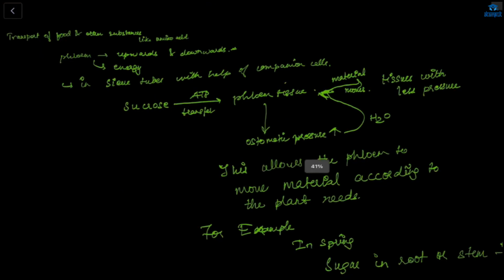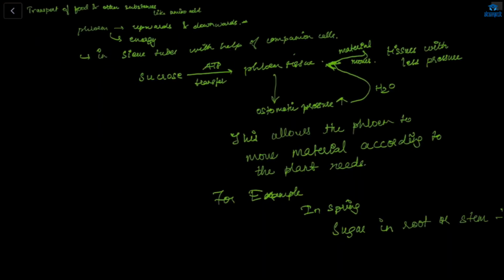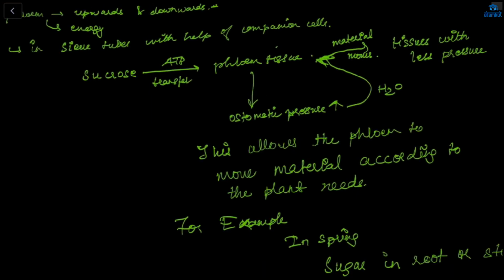This is the transportation of food, right? So what I was telling, so from sucrose, for example, what will happen is sucrose will be transferred to phloem tissue, okay? And how will it happen? By the use of ATP, okay? Because it is moving against the gradient.